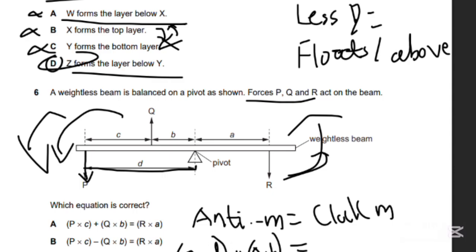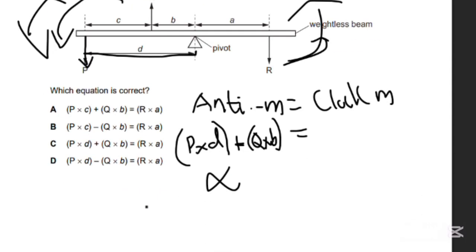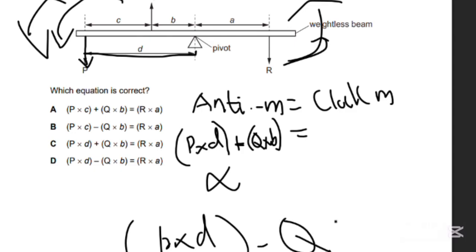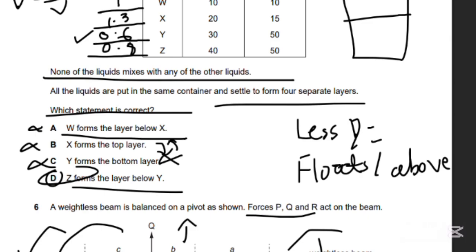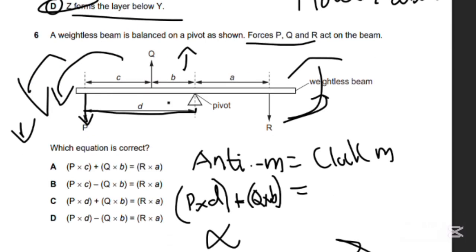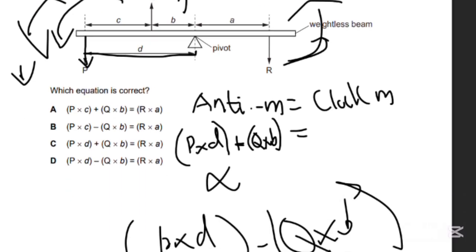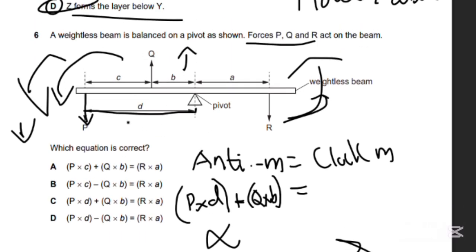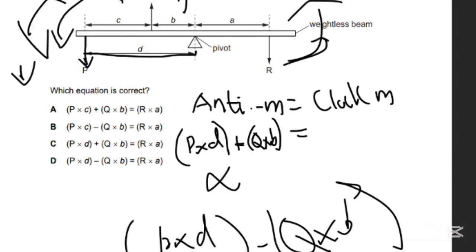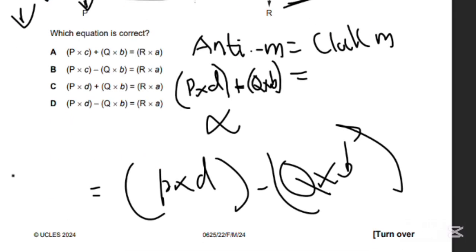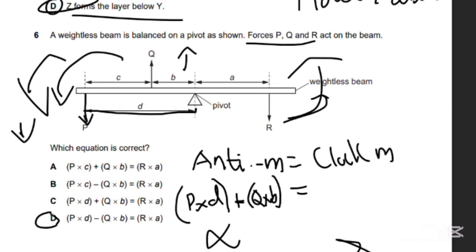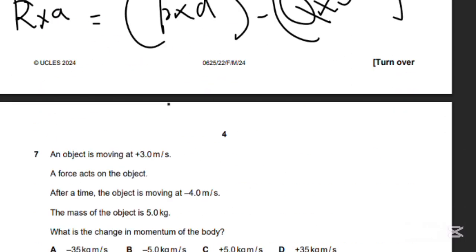it'll be plus Q times b for the whole moment, but you're wrong. It will not be plus. It will be P times d minus Q times b, because this is acting upwards and this is acting downwards. So we need to find the resultant force or the resultant moment. So since these are acting in opposite direction, we need to find the resultant, and so it will be equal to this side, which is R times a. So it will be this option.